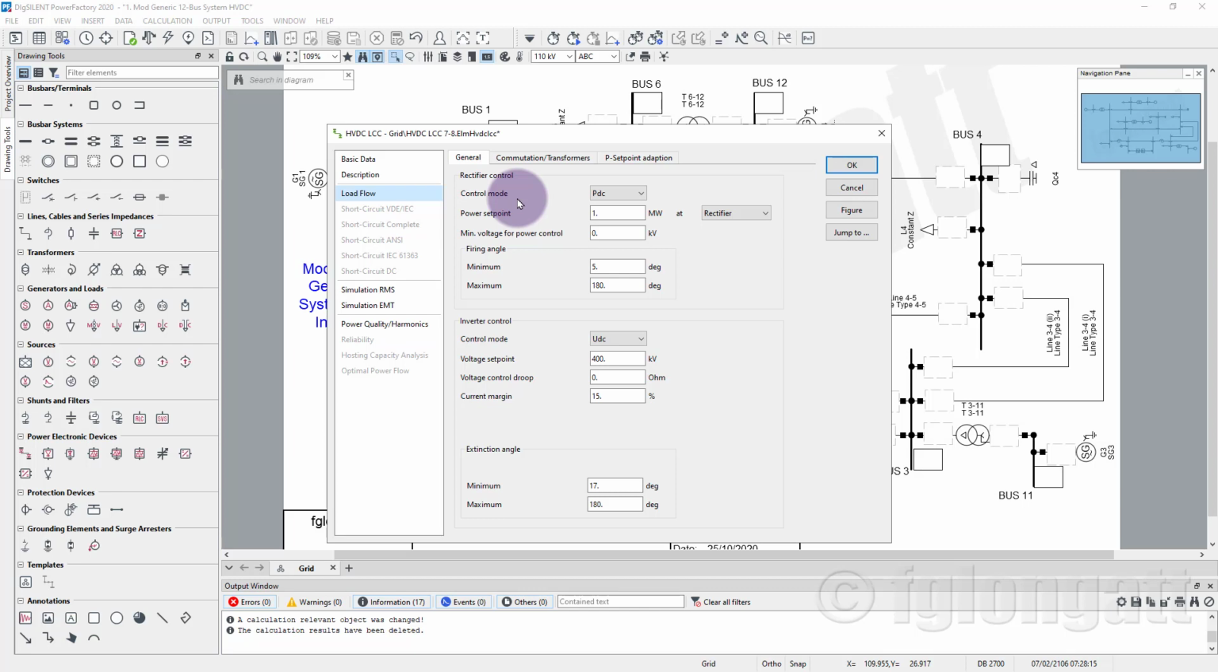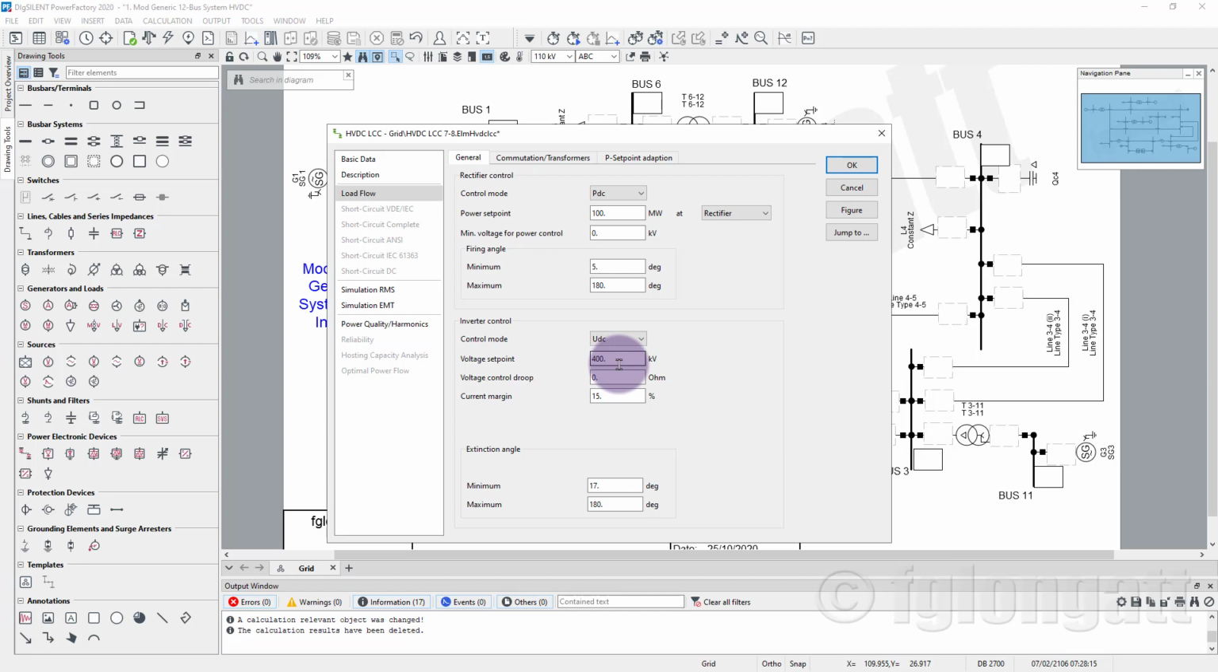PDC means that the rectifier is only controlling the active power or DC power that is injected into the DC link. In this case, I will say this is the power, and the power is controlled to be 100 megawatts, okay? That means that in this case, the HVDC link will be sending 100 megawatts from busbar 7 to busbar number 8. And that is the function of this rectifier.